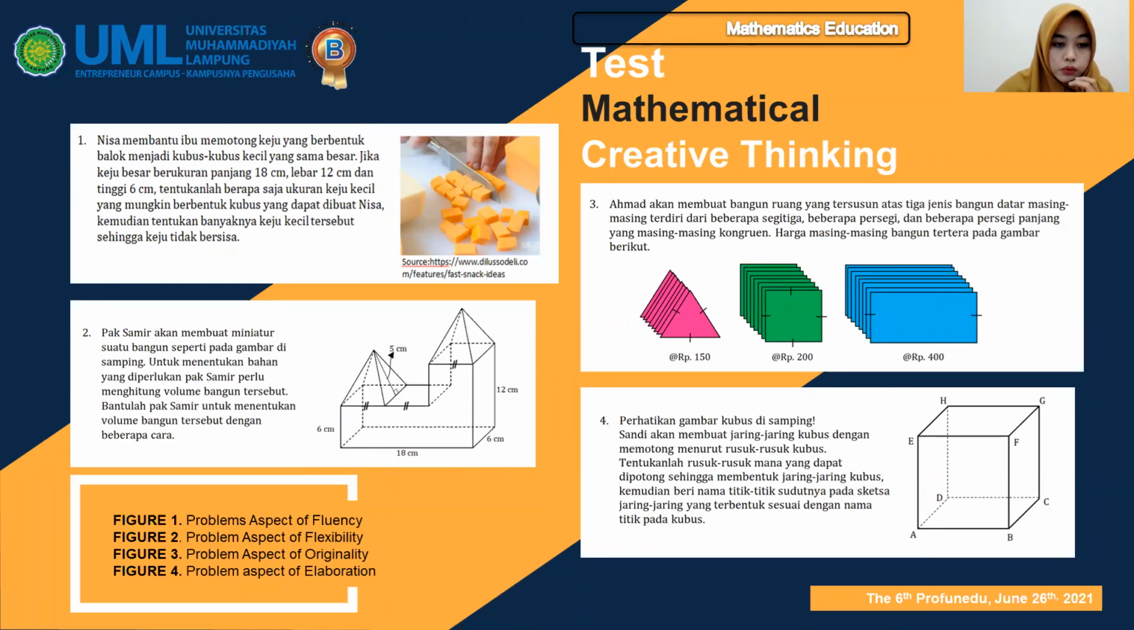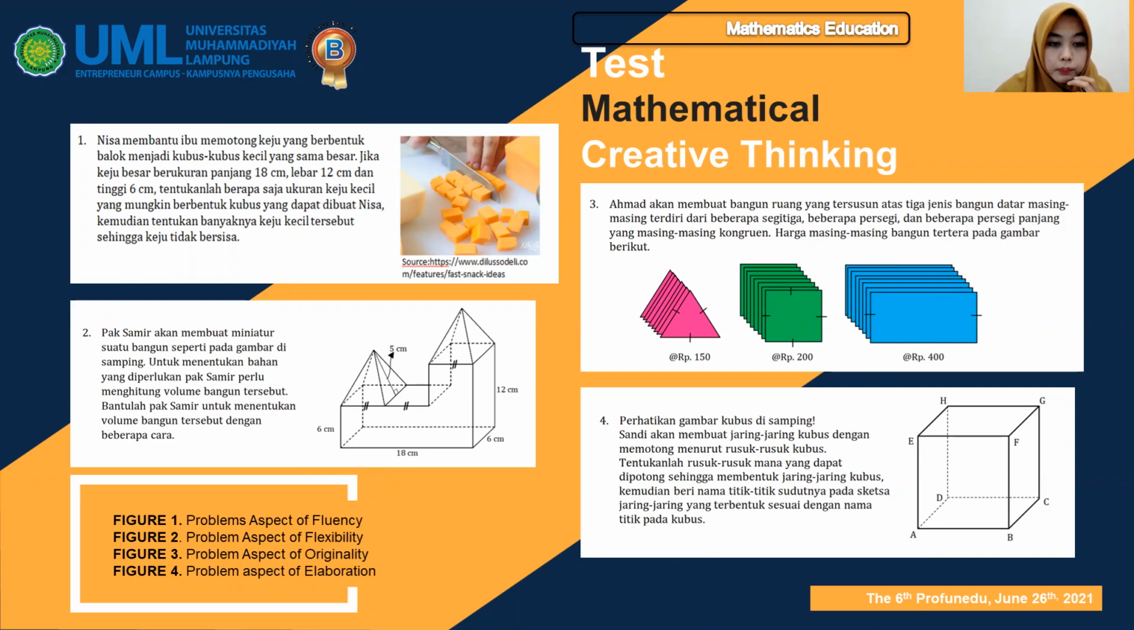In Figure 2, the problem aspect of flexibility, students need to determine the volume of a combination of several cubes, pyramids, or cuboids according to the picture provided. This problem trains students to be flexible in solving problems in various ways.